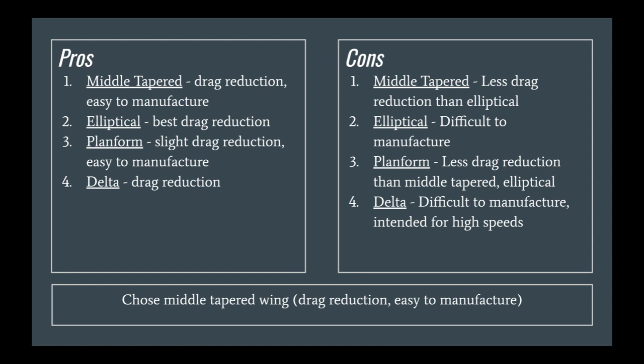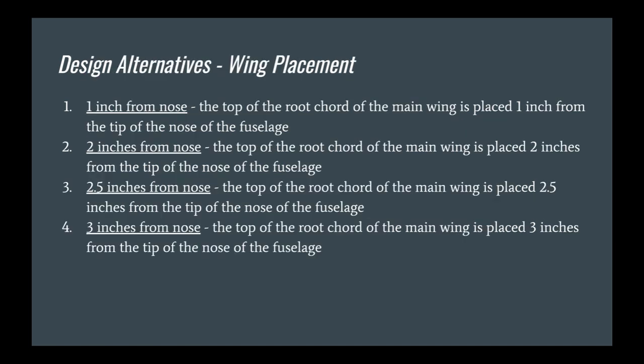Due to these pros and cons, I chose the middle tapered wing. This is since it has adequate drag reduction while still being easy to manufacture, ensuring that there will be minimal mistakes in its construction. The next aspect of my glider that I analyzed was wing placement.